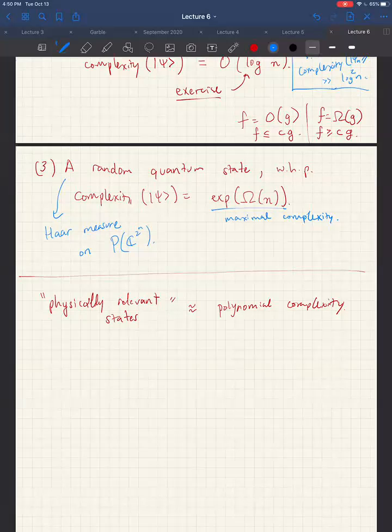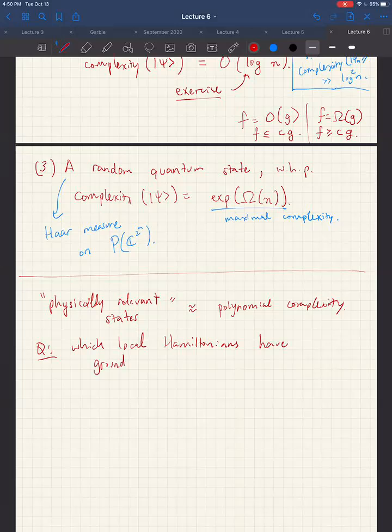So we have this complexity measure, and let's come back to local Hamiltonians. This measure motivates the following question: which local Hamiltonians have ground states, or low energy states for some definition of low, with polynomial complexity?